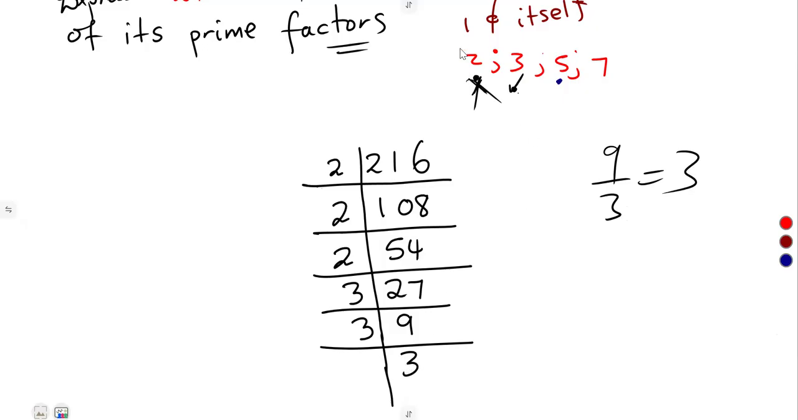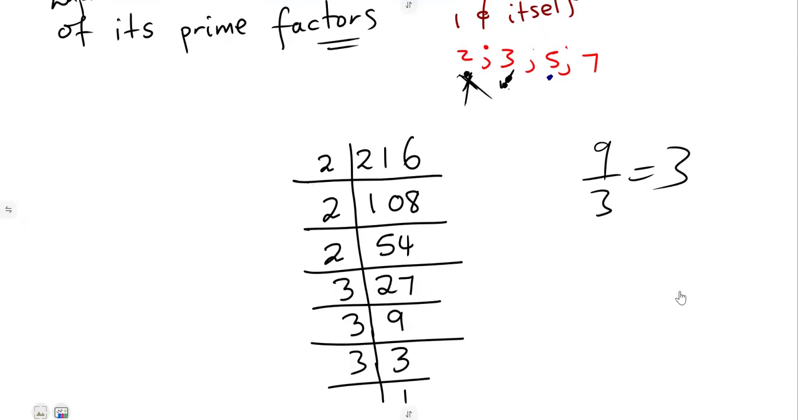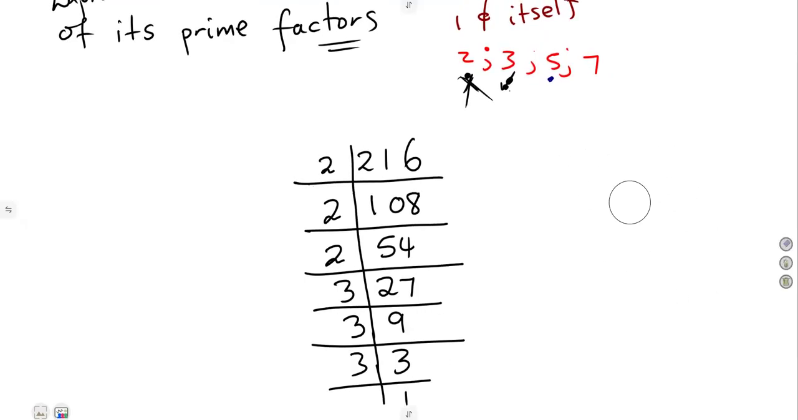There is no need for you to use any 2. You just go straight to that 3 because it's a what? It's a prime number. So that's 3 here. 3 divided by 3 is what? Is 1. So this is it. This is what you're going to have from 216.